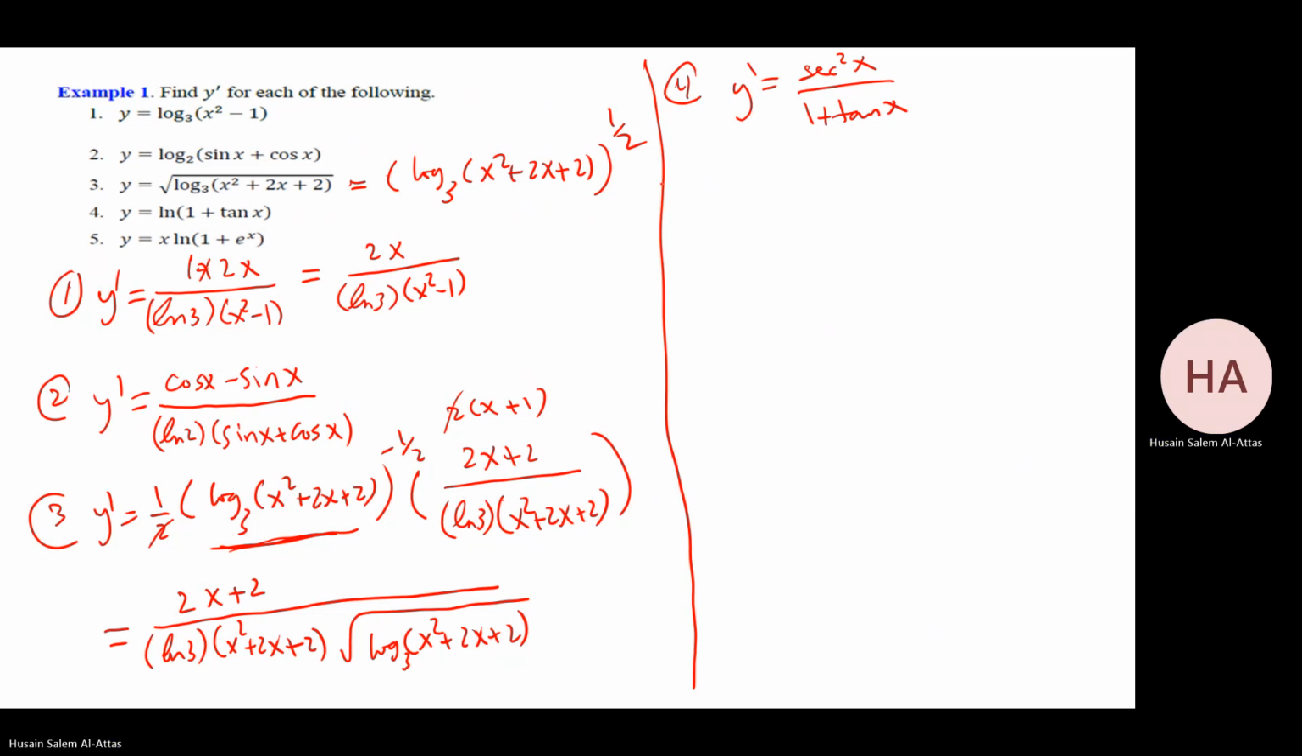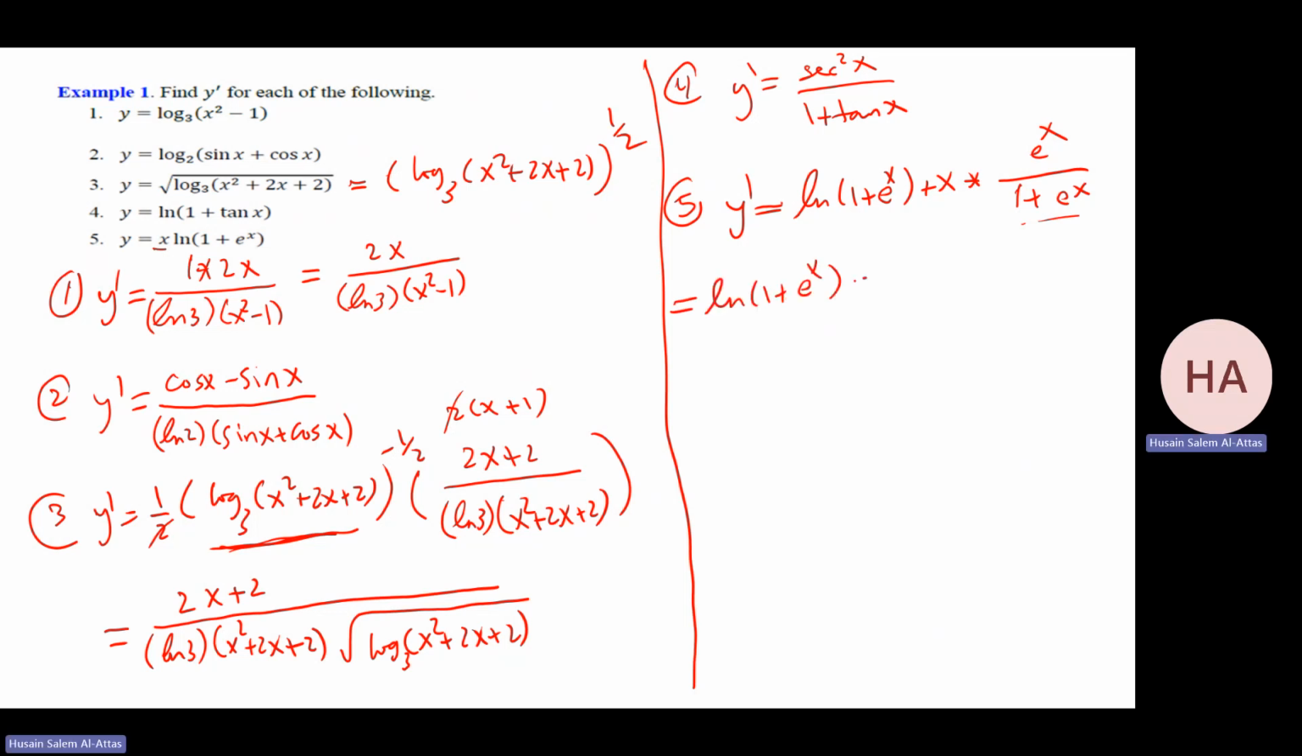That's it. Number 5, I have a product of two functions. The derivative of the first, which is 1, times the second, plus x times the derivative of ln 1 plus a to the x, where the derivative of a to the x is a to the x ln a. So that will be ln 1 plus a to the x plus x times a to the x over 1 plus a to the x.